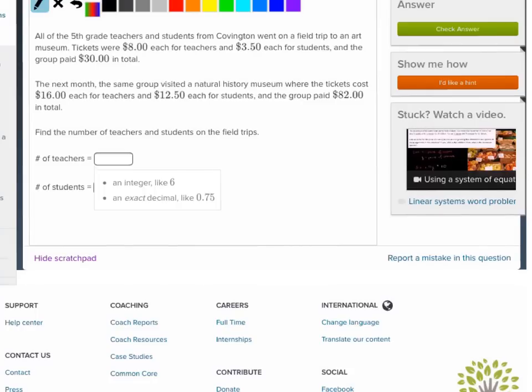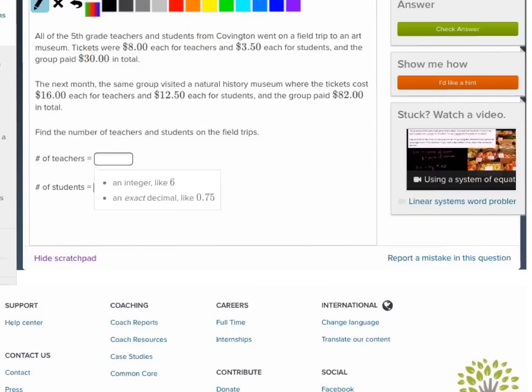Okay, so in our study of system of equations, we've come to a word problem. In this word problem, all of the 5th grade teachers and students from Covington went on a field trip to an art museum. The tickets were $8 for teachers and $3.50 for students. And the whole group spent $30 that day. Now, that's the first scenario.